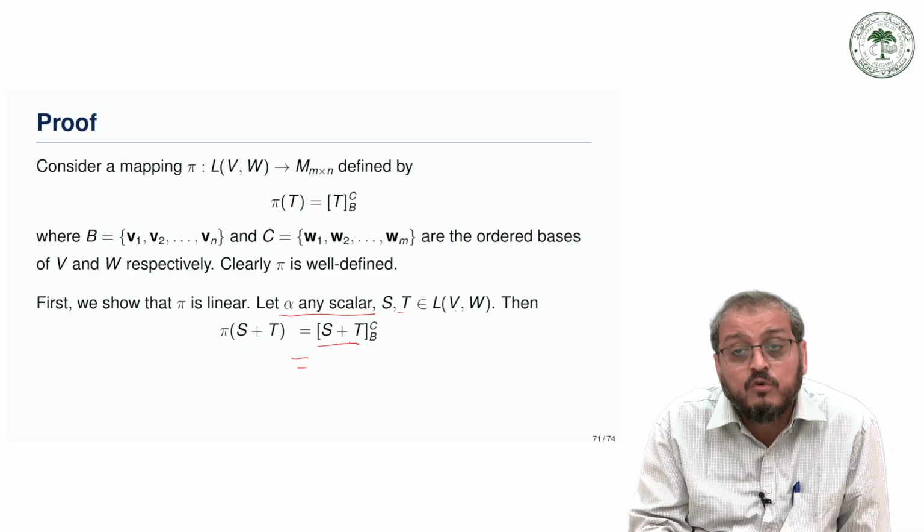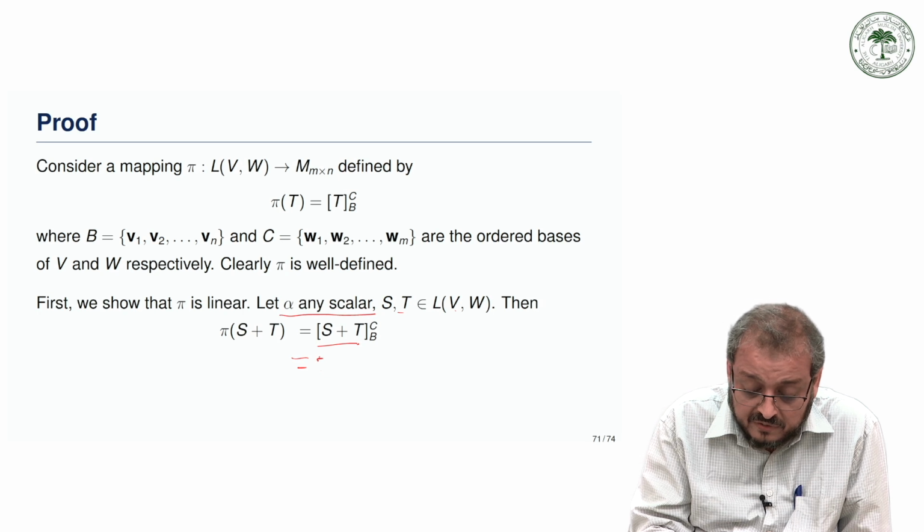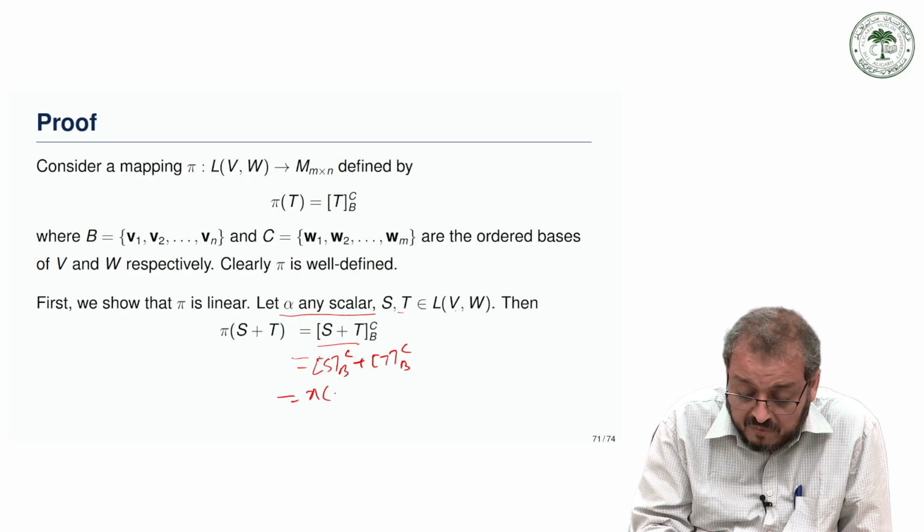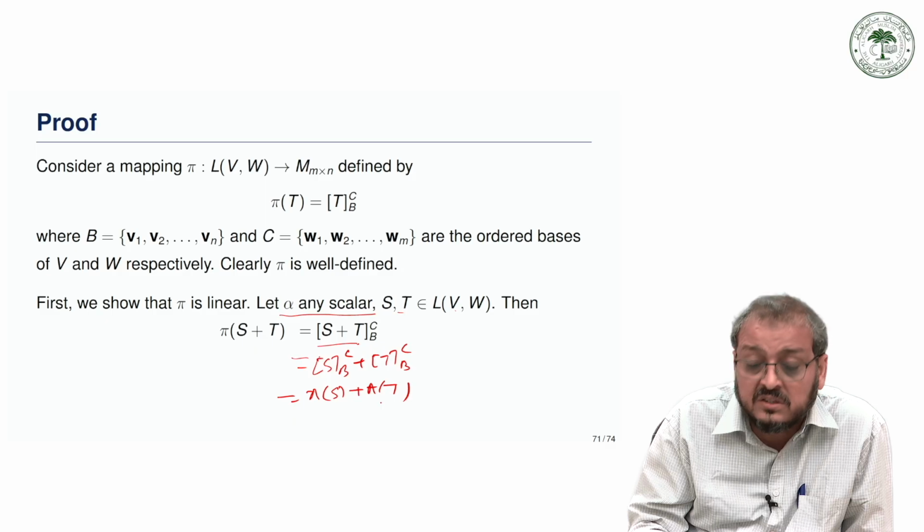Now we already proved that this can be written in the form of S of bc plus T of bc, and this is nothing but equal to pi of S plus pi of T. So this is clearly satisfied.